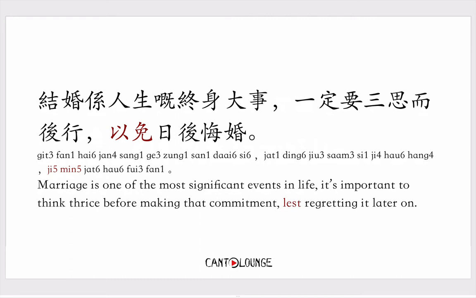So the entire thing translates to 結婚, marriage, 係, is, 人生嘅終身大事, one of the most significant events of life, right? Again, we've got this nice relative clause going on here. 一定要, so we must, 三思而後行, think thrice before making that commitment or before acting. 以免日後悔婚, lest we regret that marriage later on. Right? In order to avoid, right?